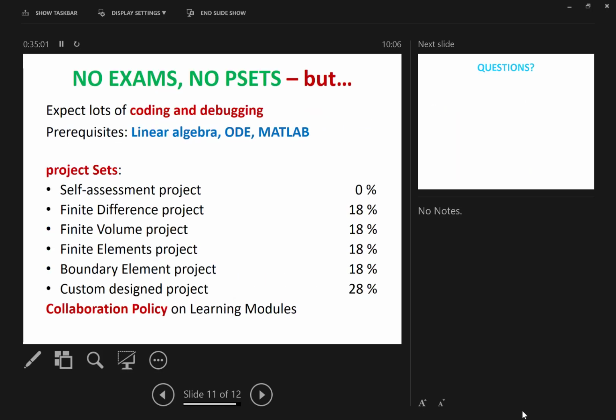So good news is that there are no exams in this class and no problem sets. But this does not necessarily mean it's good news. That means all the work expected in this class is in the projects. So expect a lot of coding and debugging, and the prerequisites are you have to really know your linear algebra very well. And we also expect knowledge about ordinary differential equations.